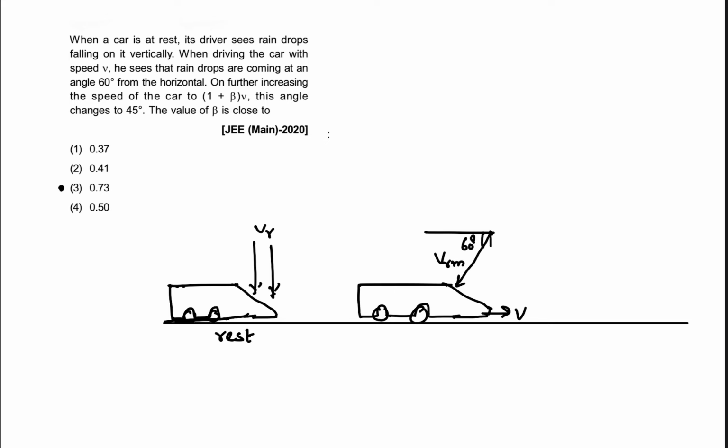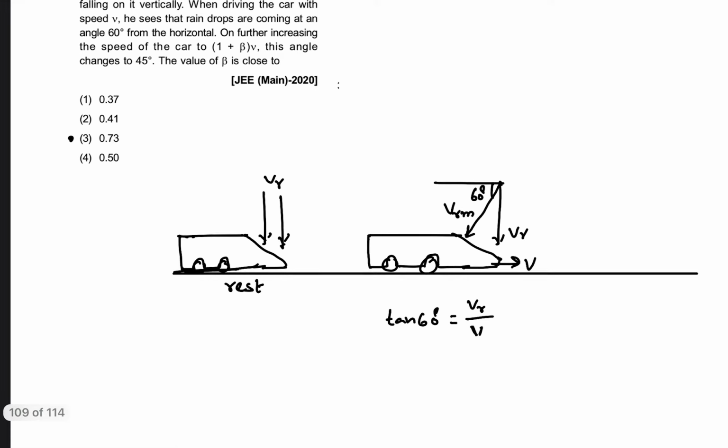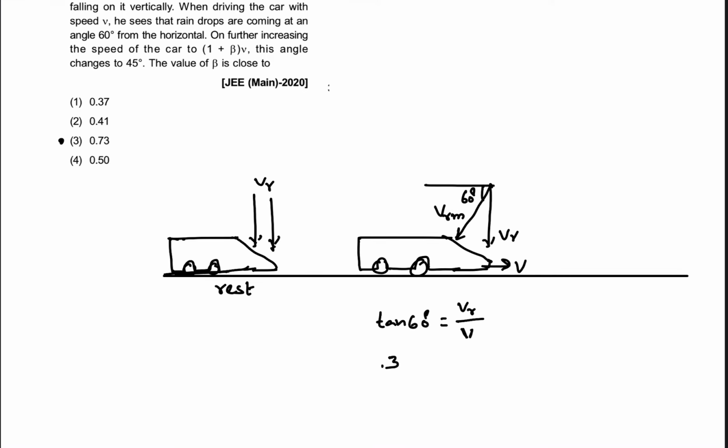Velocity of rain with respect to man is making an angle of 60 degrees. But velocity of rain is still like this only. In this case, we can write tan 60 degrees is equal to velocity of rain divided by v, where v is the velocity of the man. So we can say that root 3 is equal to VR by V. From this, VR is equal to root 3 into V.